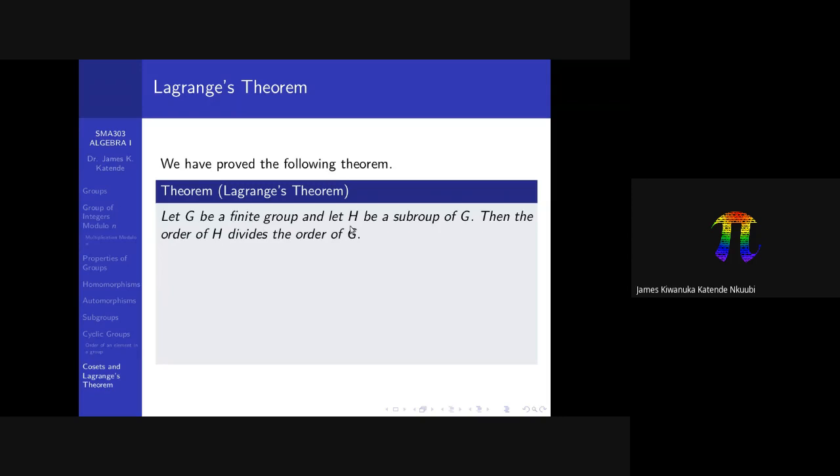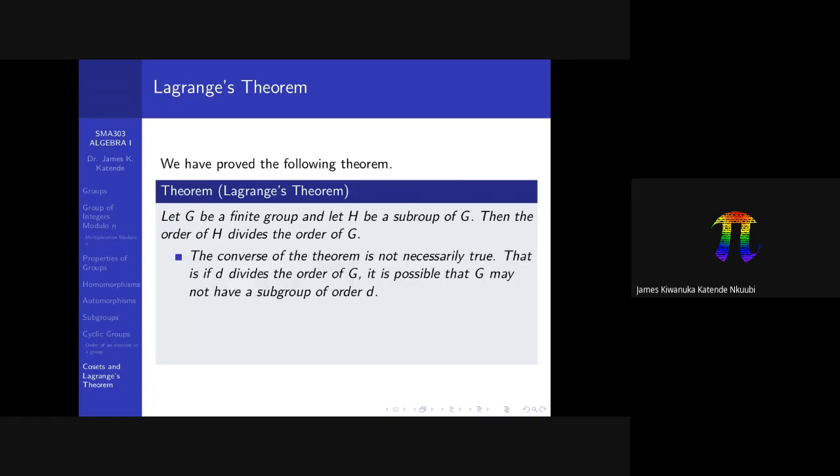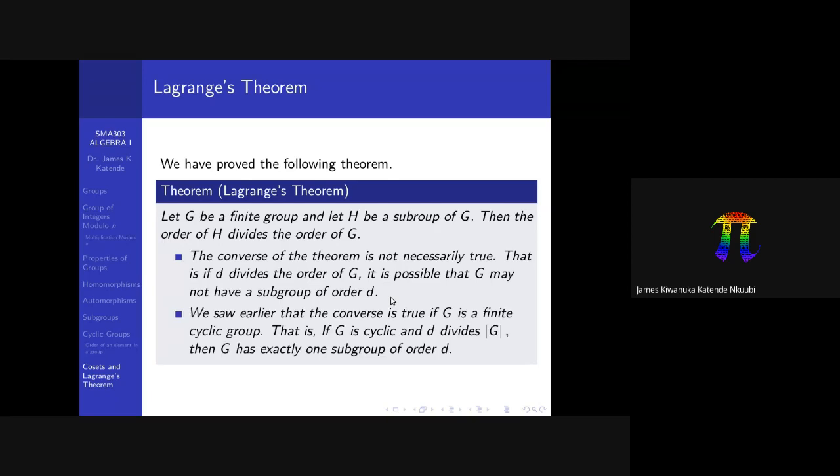So basically it says if you have a subgroup of a finite group, then the number of elements in the subgroup must be a factor of the order of G. The converse of this theorem may not be true, and that means if you have a factor of the order of G, it's not a must that G has a subgroup of that order. So if D divides the order of G, it's not a must that G must have a subgroup of that order. But earlier on we saw that if G is a cyclic group, then this will always be possible. So for cyclic groups, the converse is true. For cyclic groups, if D divides the order of G, then there must be a subgroup with exactly D elements.